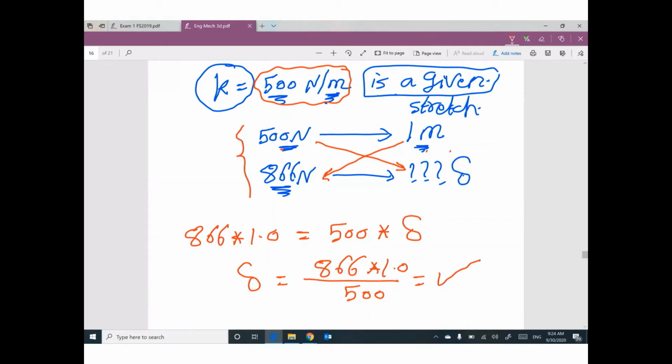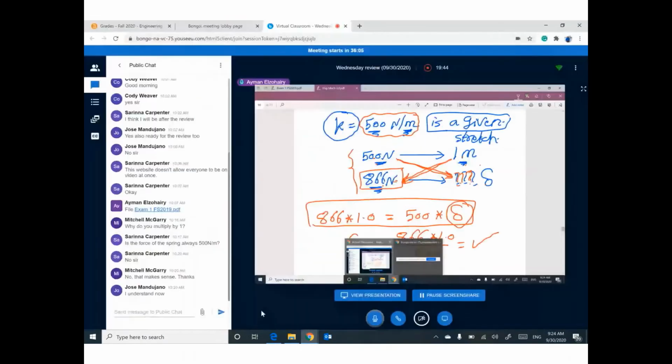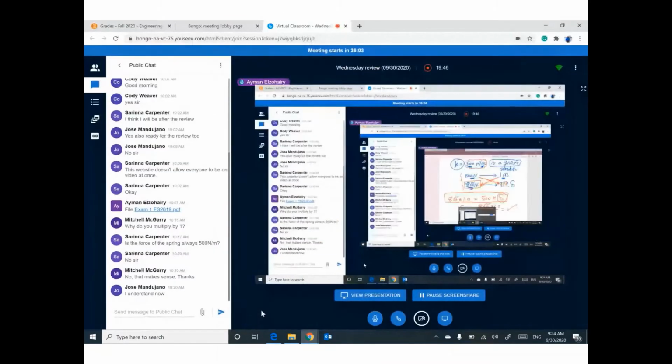What is the actual force? Based on your calculation, it was 866. That means this force will make how much elongation? Multiply your diagonals. So 500 times delta equals 866 times 1. Set up this equation, and from this equation you can figure out the value of delta. It's very simple. Okay?